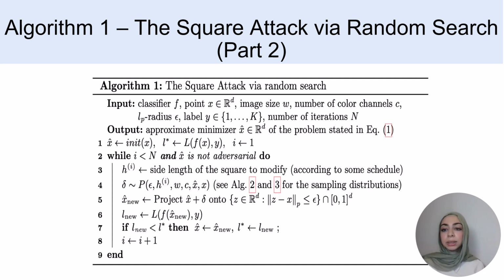For step 7, we either accept or reject. So if the model is now more confused, meaning the loss got lower, we keep the new image. If not, we toss it out and try something new. And for step 8, we update the counter. So we move to the next step and repeat the loop. And that's it. The algorithm keeps trying smarter and smarter square patches until it successfully tricks the model, or until we hit the limit of queries we're allowed to make.